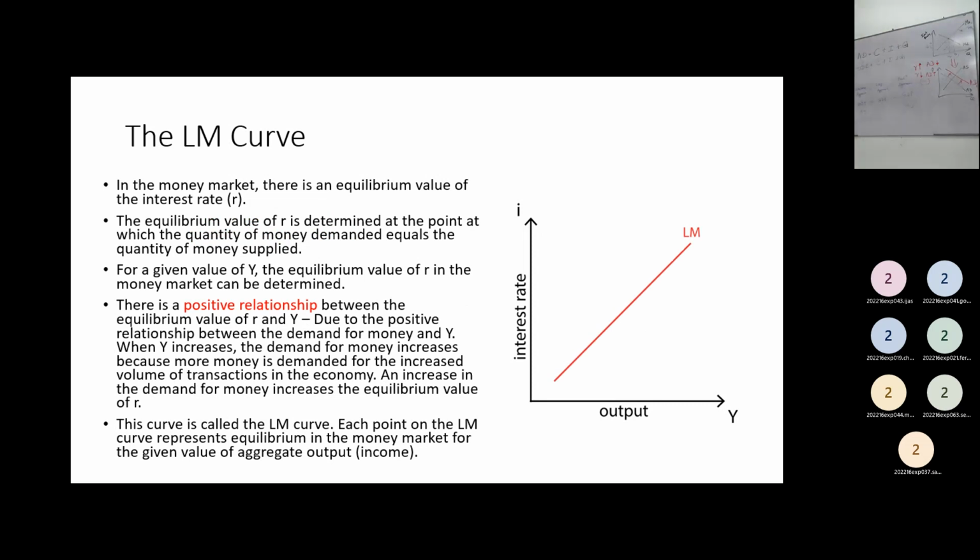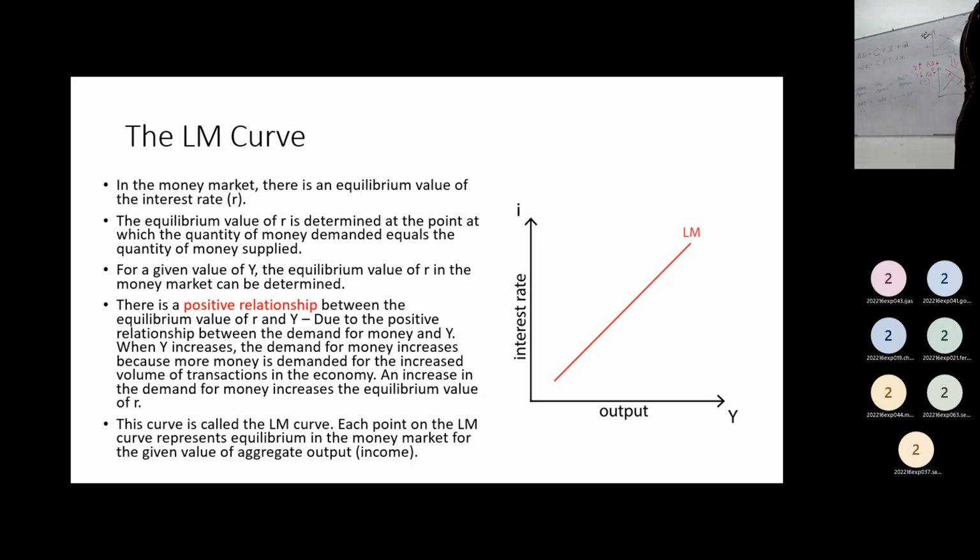Then let's move on to the LM curve. Now the LM curve represents the money market. The IS curve represents the goods market. The LM curve represents the money market. If you want, you can write these things down. They're not in the slides. So in the money market, there is an equilibrium value of interest rate.